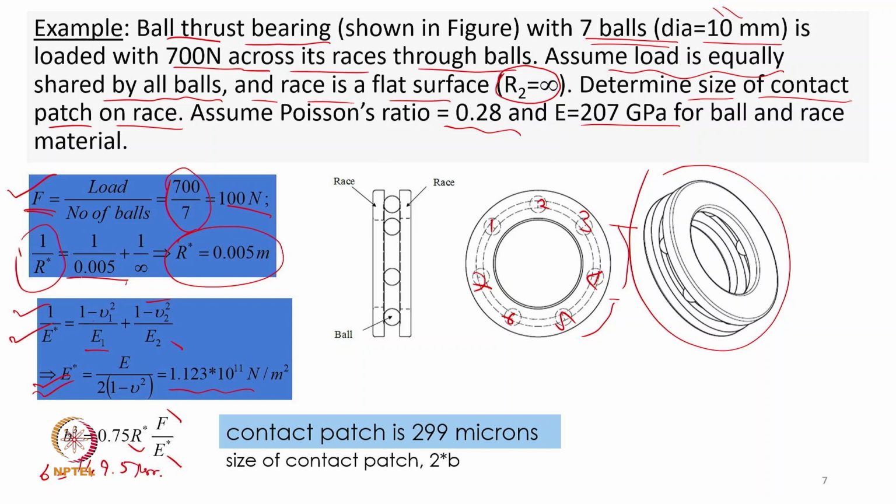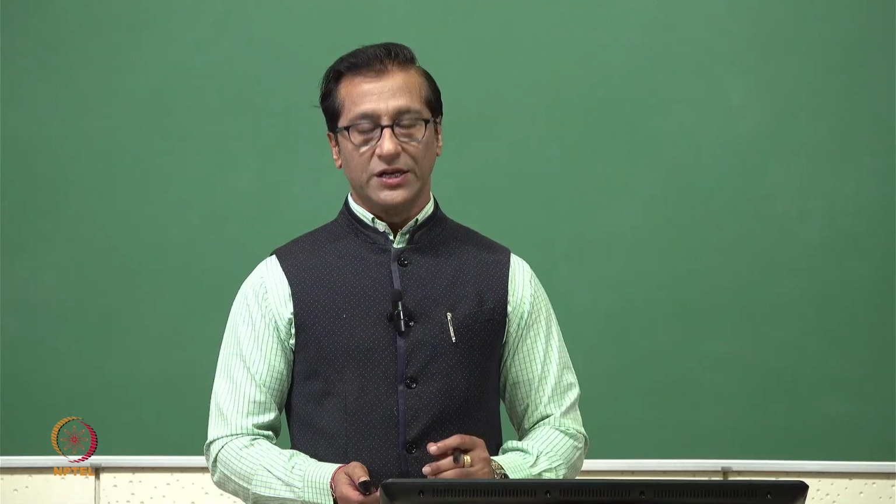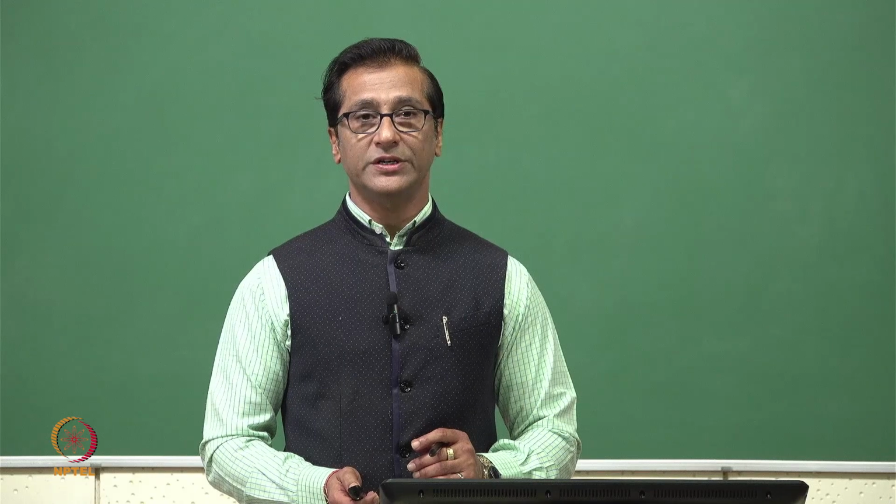And here the question asks what the contact patch will be. Naturally, the contact patch will be 2 into B. So if I multiply 149.5 by 2, it turns out to be 299 micron. So this is what we derived, and then we found the value of the contact patch, 299 micron.